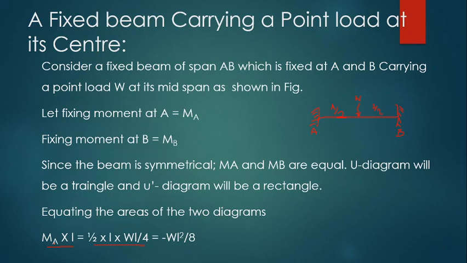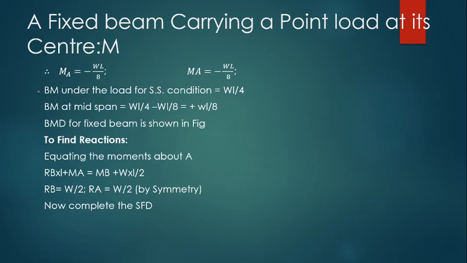You can write here MA or MB, both are equal, or simply M also. And from here, when you simplify, MA into L is equal to WL square by 8, and when you calculate only MA, it is WL by 8. MA and even MB also, both are equal in magnitude but opposite in direction.